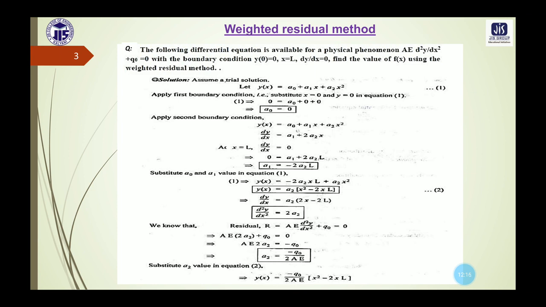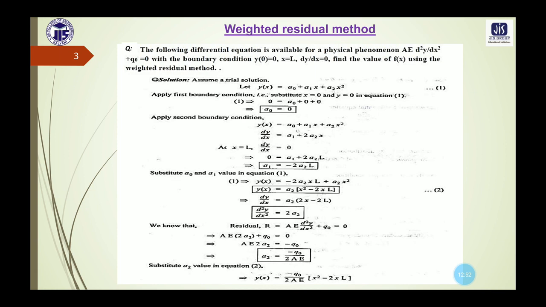So how to proceed in this numerical? First, we need to assume a trial function or trial solution. That trial function is a polynomial. So y(x) equals a0 plus a1x plus a2x square. This is the simple polynomial trial solution. So this is our equation number 1.